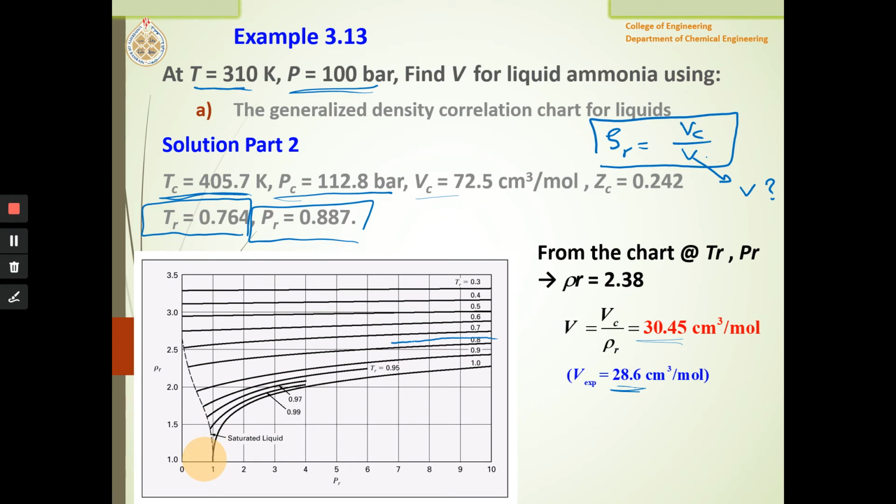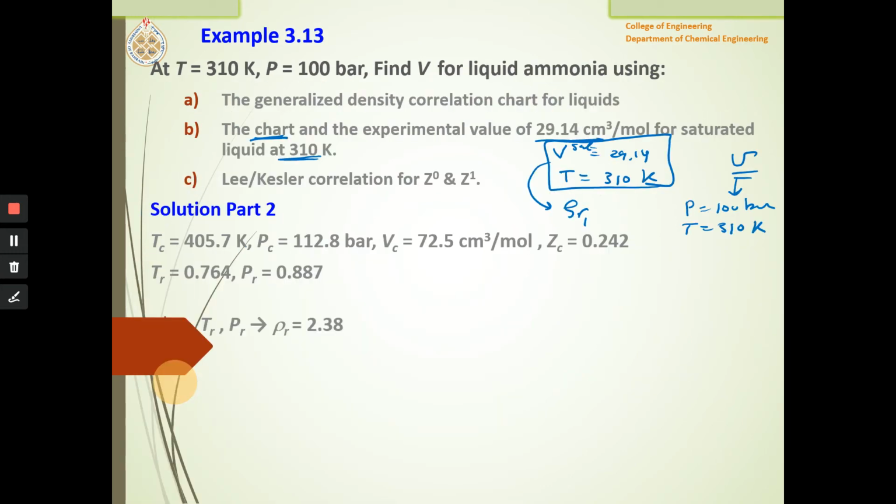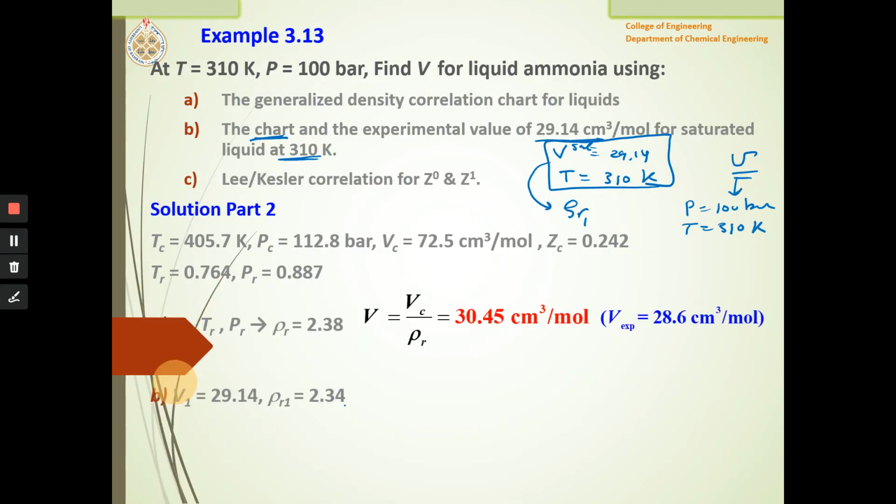So TR 0.7 is this. The intersection between TR 0.7 and the saturated curve or dashed line will give you a rho R value. So my reading for the rho R value was 2.34. And I call this one rho R1. So what I did, at 29.14, I get rho R value from the chart.